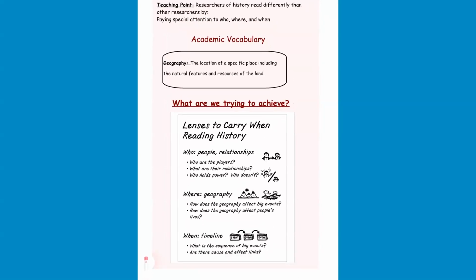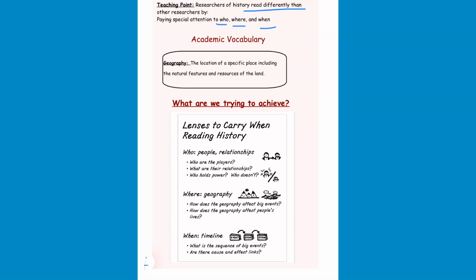Our teaching point is that researchers of history read differently than other researchers. So if we're reading a historical nonfiction text, there are certain things that we need to pay attention to. We need to read with a lens. We need to pay attention to who, where, and when.